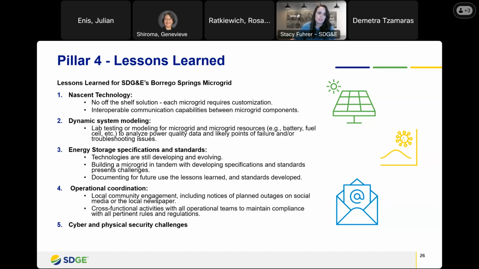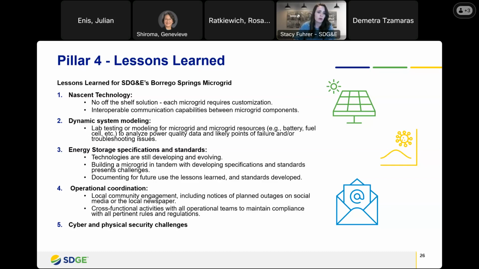As we transition down to number 3, we look at energy storage specifications and standards. There has been significant evolving of technologies, which makes, again, the interoperability between those resources very unique and very different, and sometimes a challenge. We have been trying to build a microgrid in tandem with those specifications and standards.